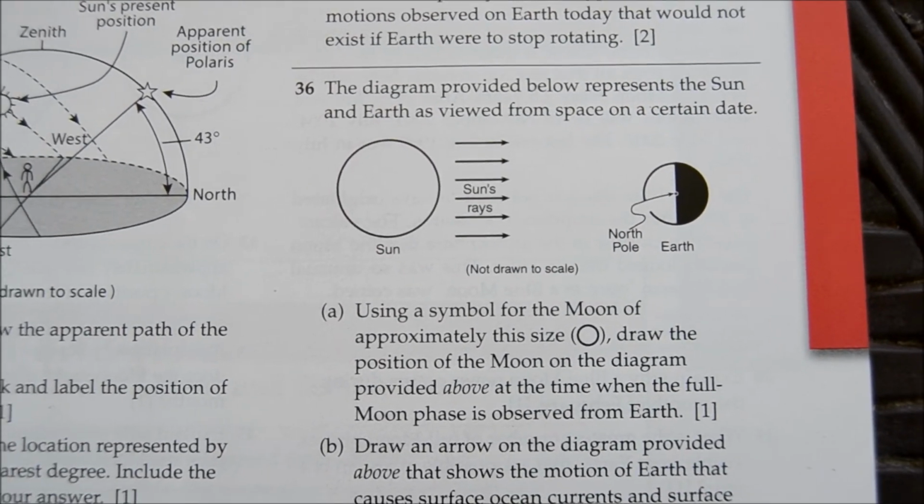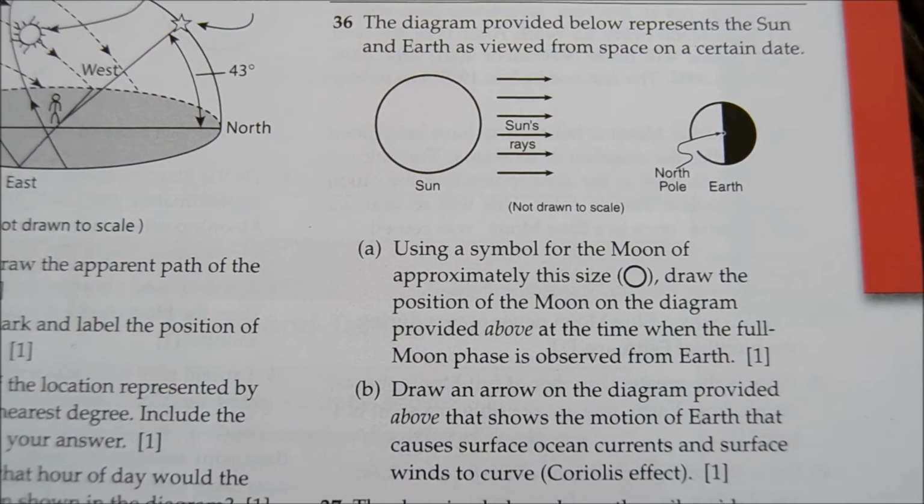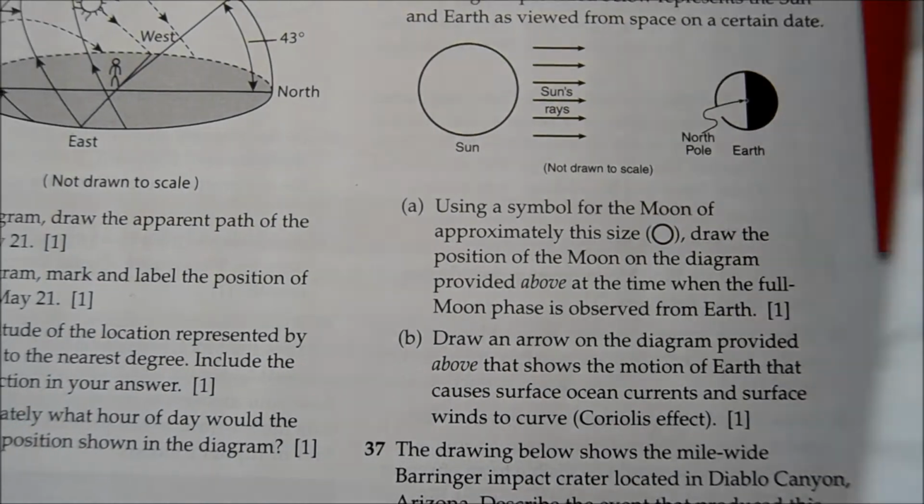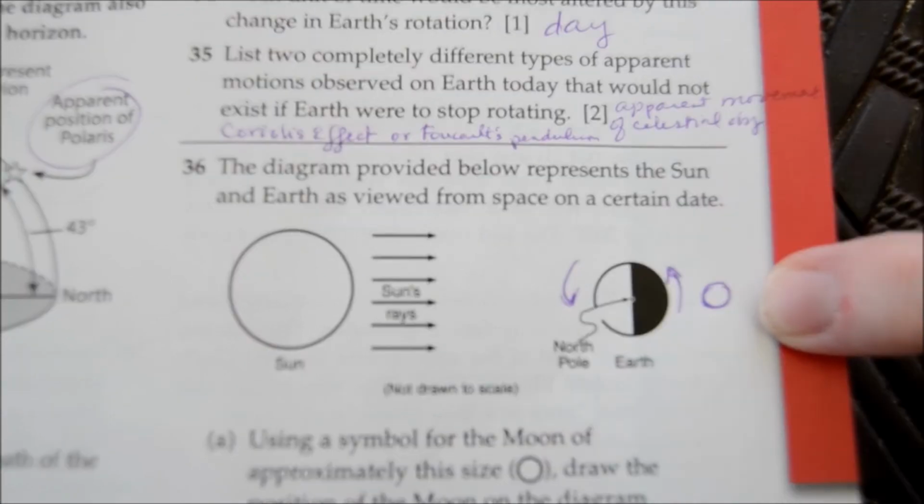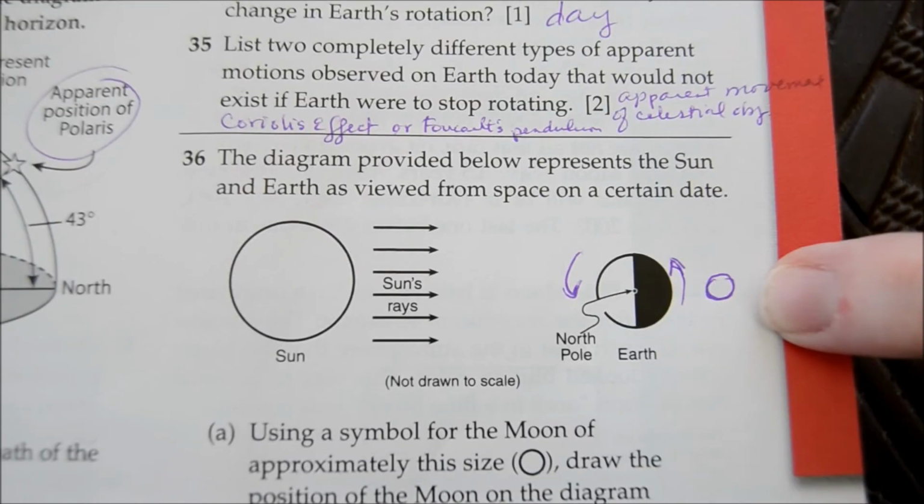Alright, full moon means it's going to be dark. You have sun, Earth, moon. So your moon is going to be over here because the side facing the sun is always illuminated.